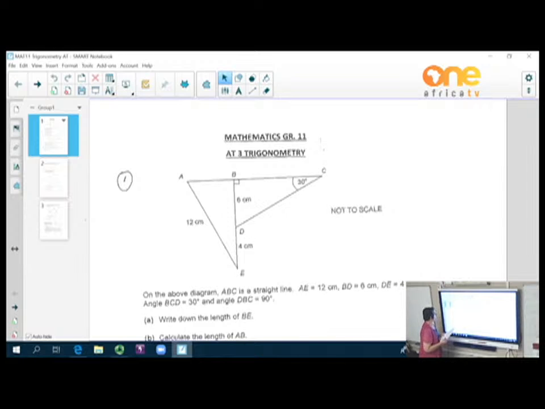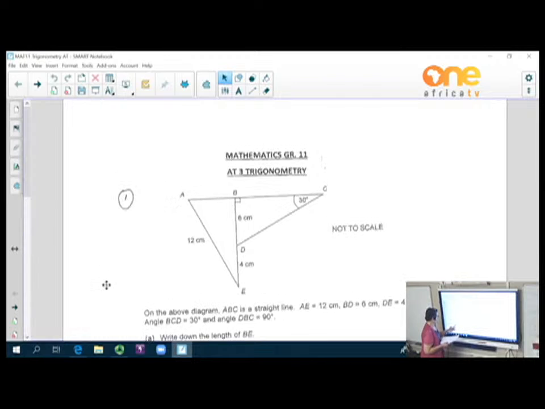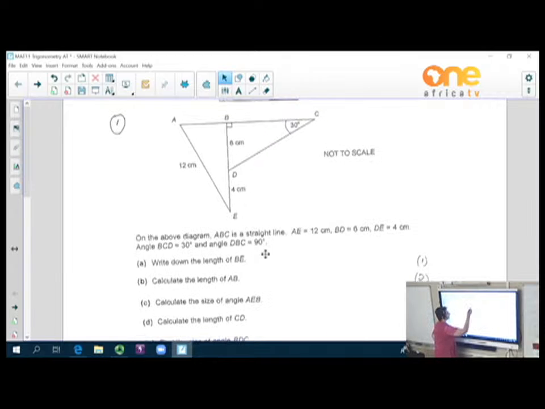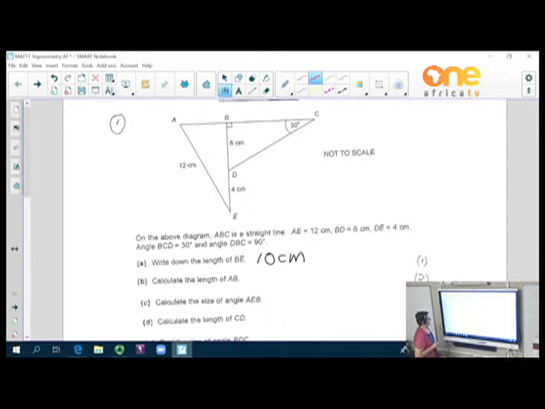Right, question 1. Now, obviously, this is a right-angled triangle that we have here. Write down the length of BE, extremely easy. This is going to be 10 centimeters. We just add the 2 there. Then calculate the length of AB. This is now a right-angled triangle, and for the third side, we always use Pythagoras.